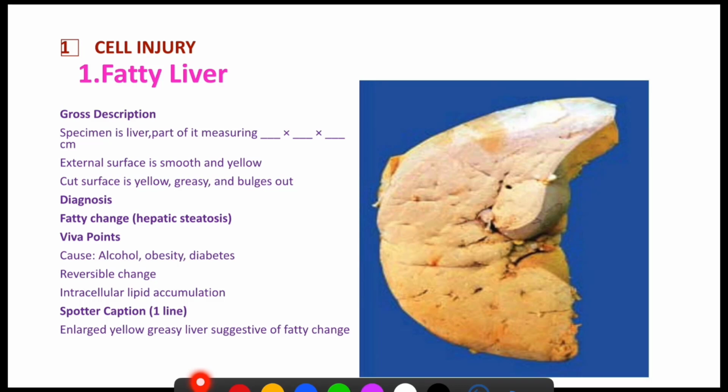And what are the commonest questions, like what are the causes for this fatty liver? So you should know some of the causes like alcohol, obesity, diabetes. It is a reversible type of cell injury, and there is intracellular lipid accumulation.